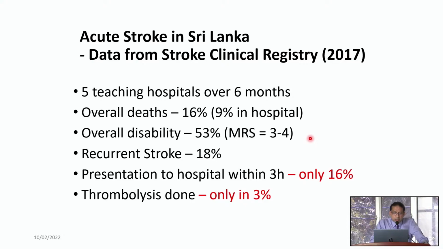So what data do we have from Sri Lanka? We don't have much national data, particularly no incidence data at all. So there have been some community studies which show an incidence of 9 to 10 per 1,000 population, so about 1% of strokes. But there was data from the clinical registry which covered 6 teaching hospitals. This was in 2017, which shows these data.